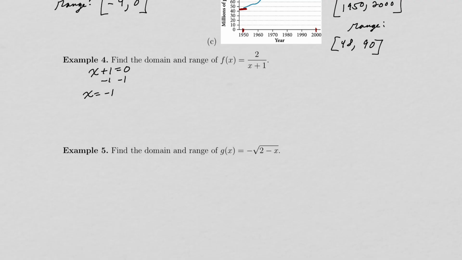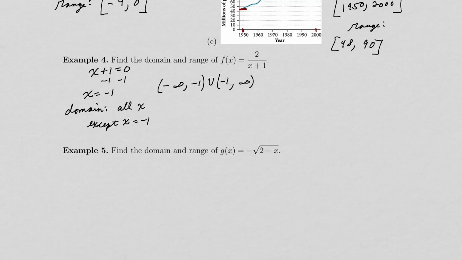So the domain is basically all real numbers x, except x equals -1. And the way to write that is to say, I'm going to go from -infinity all the way up to -1, not including -1, and in union, not including -1, all the way to positive infinity. Okay? The range is a little more tricky to figure out.